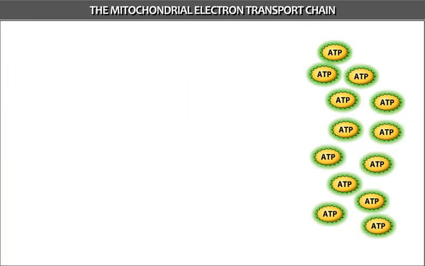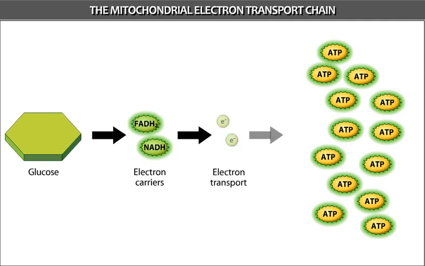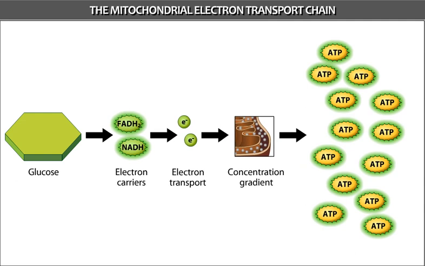ATP, produced in plenty during this last stage of cellular respiration, contains energy that had its origin in the molecule of glucose. Along the way, the energy took many forms, including the energy held by electron carriers, the energy released by transporting electrons in the electron transport chain, and the energy stored in the concentration gradient across a membrane. In the form of ATP, the energy originally in the bonds of glucose can be used to fuel cellular work.